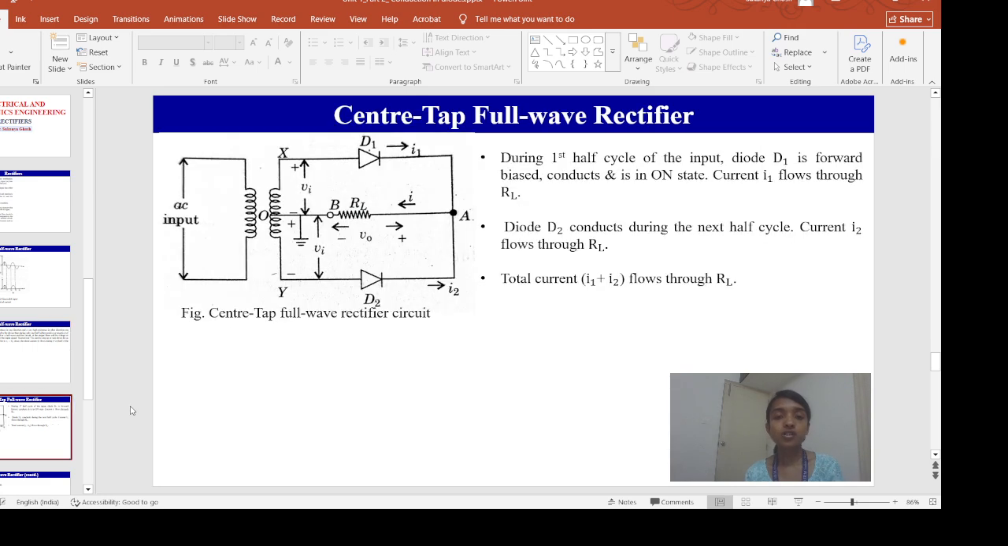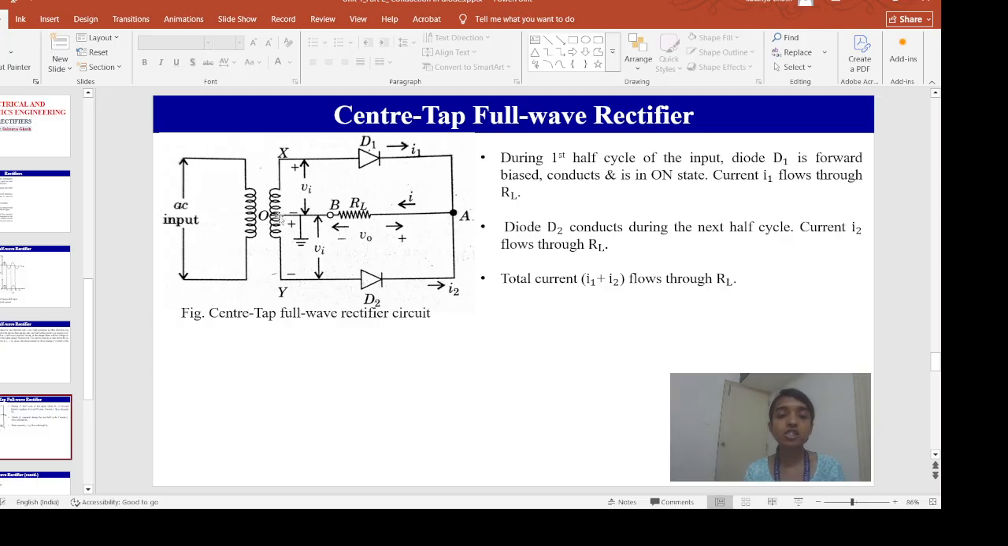Let's proceed towards the full wave rectifier. Full wave rectifiers are classified into two types. One is the center tap full wave rectifier, and the other is the bridge rectifier. Let's see how the full wave rectifier circuit operates. In the full wave rectifier also, on the primary side we are giving the AC input signal. So this is my secondary side.